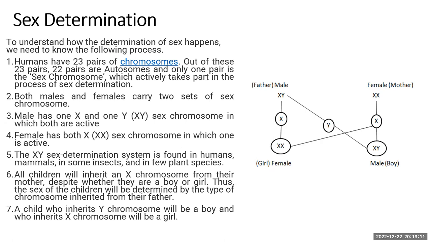Half a set of chromosomes, matlab 23 pairs mein se sirf 23 chromosomes kisme rahenge, sperm mein rahenge. Aur 23 kisme rahenge, egg mein rahenge. Okay, out of which sperm will have the chromosome X or Y. Ek sperm ke paas ek X hi ho sakta hai ya fir ek Y hi ho sakta hai. Both X and Y is not possible.